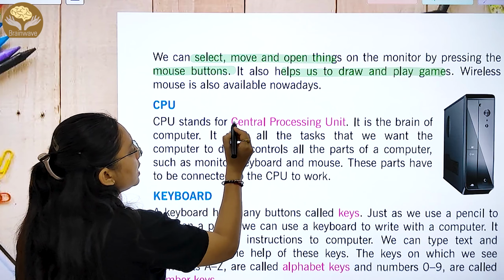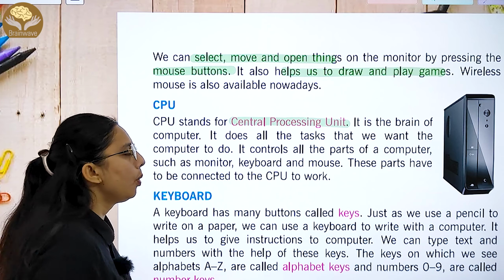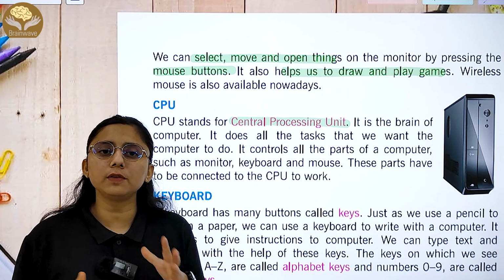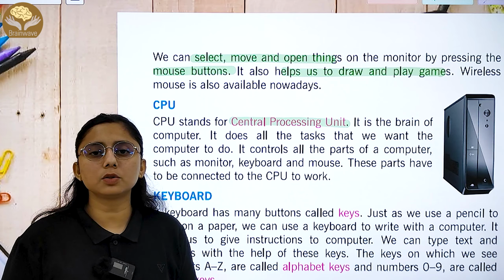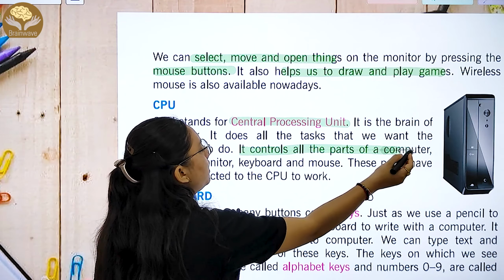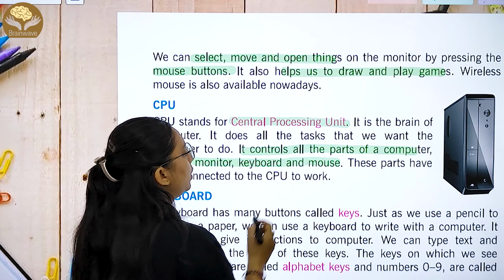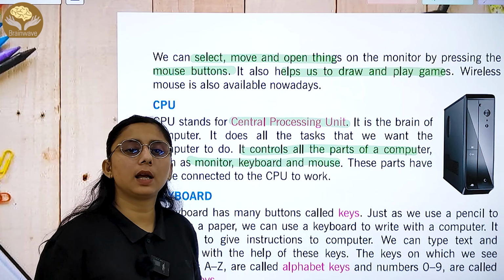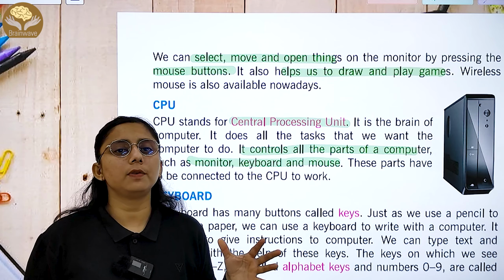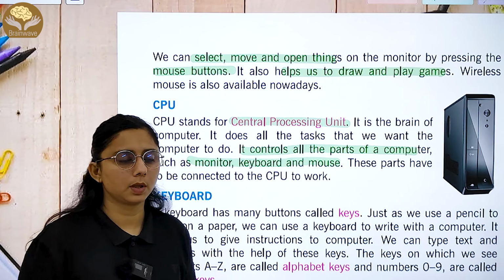Next is your CPU. It stands for Central Processing Unit. What is CPU known as? It is known as brain of computer. It controls all the functions of the computer and it controls all the parts of computer, as in monitor, keyboard and mouse. And these parts are connected to the CPU to work. If you have to work with these parts, they are first connected to the CPU.